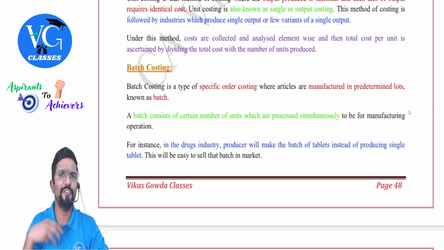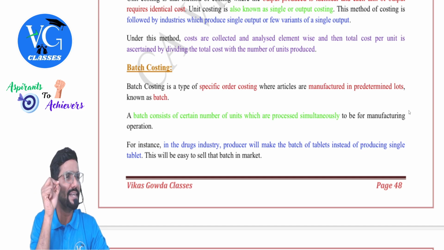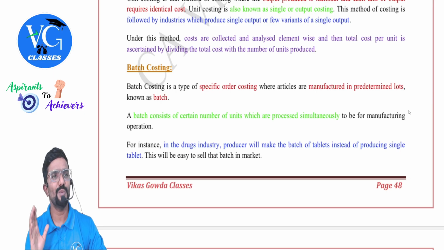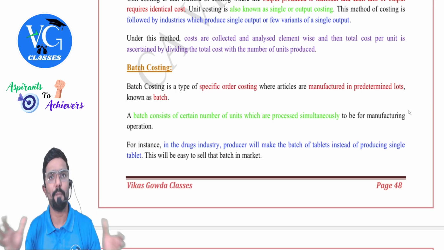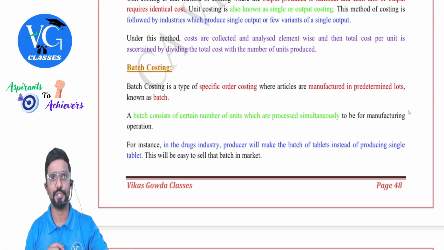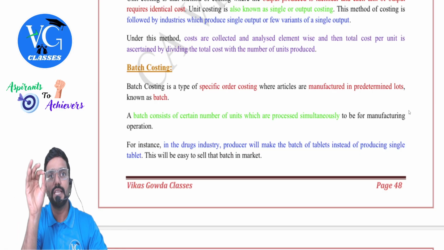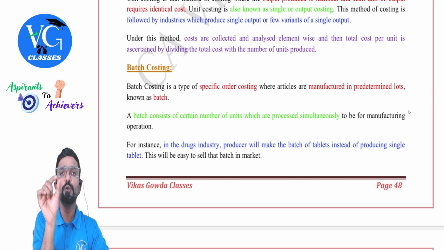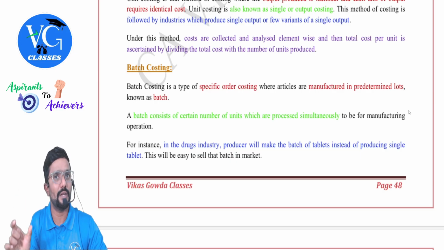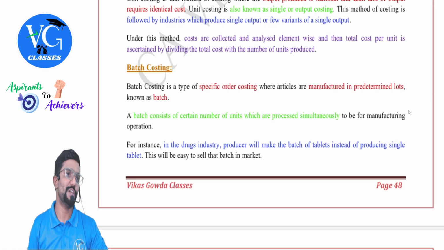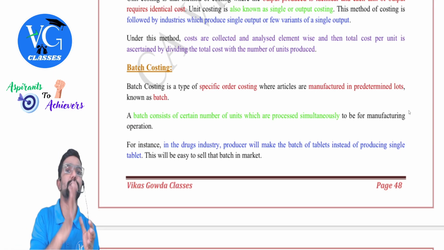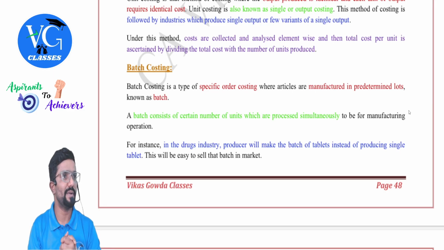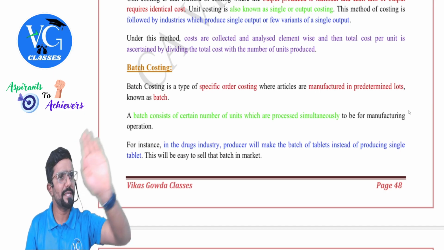Clear? I manufacture medicines. So, sir, should I manufacture each single tablet separately? Maybe not. Assume I will manufacture 12 tablets in a batch or 100 tablets in a batch. Clear? This 12 and 100 is nothing but batch size. When I am manufacturing a group of units in one particular lot, that is called batch costing. So in this, what do we do, sir? We will calculate the cost of each batch separately. So I will keep each batch separately.